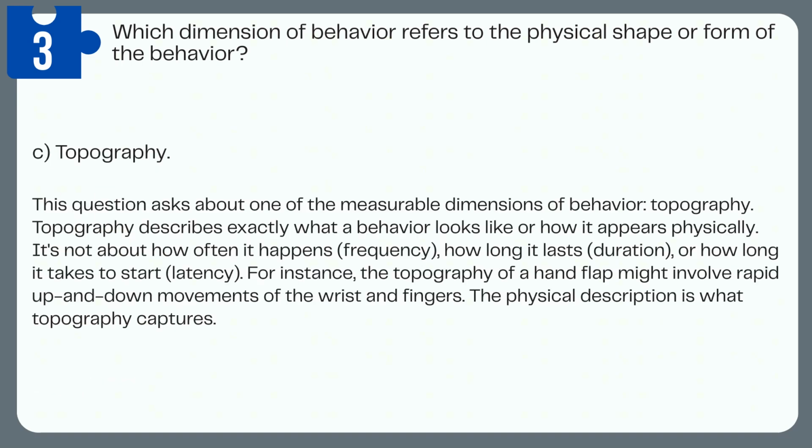Answer: C. Topography. This question asks about one of the measurable dimensions of behavior, topography. Topography describes exactly what a behavior looks like or how it appears physically. It's not about how often it happens, frequency, how long it lasts, duration, or how long it takes to start, latency. For instance, the topography of a hand flap might involve rapid up and down movements of the wrist and fingers. The physical description is what topography captures.